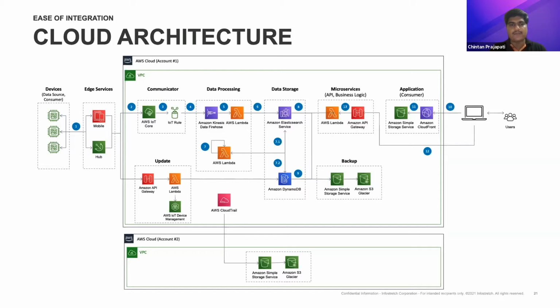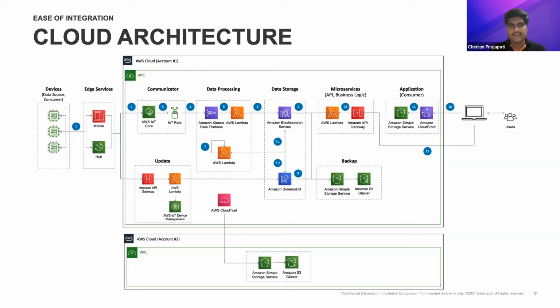And on DynamoDB, we are storing user-specific metadata: how many journeys are created, which events are marked as a critical event. We are collecting all that data and keeping it in Amazon DynamoDB.